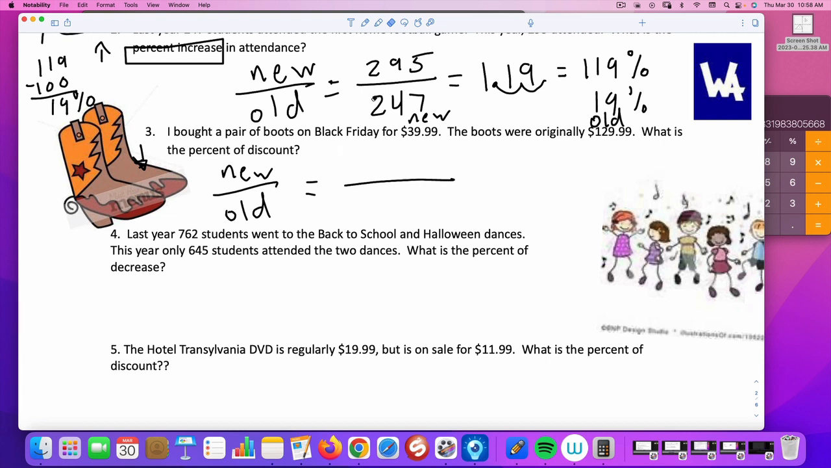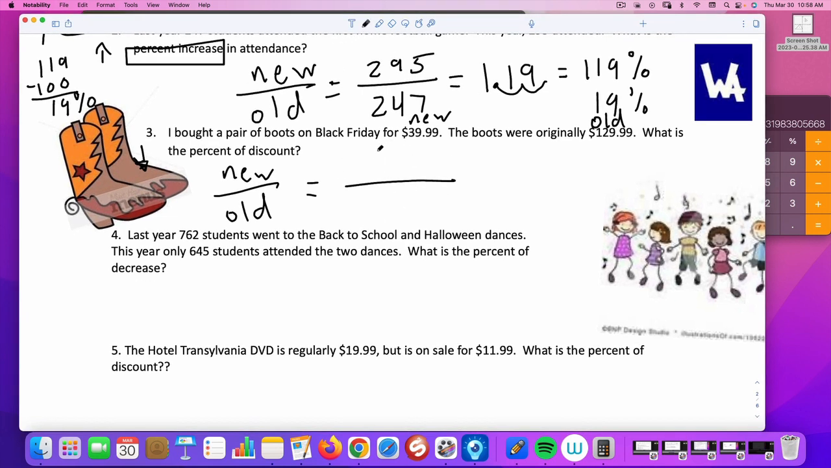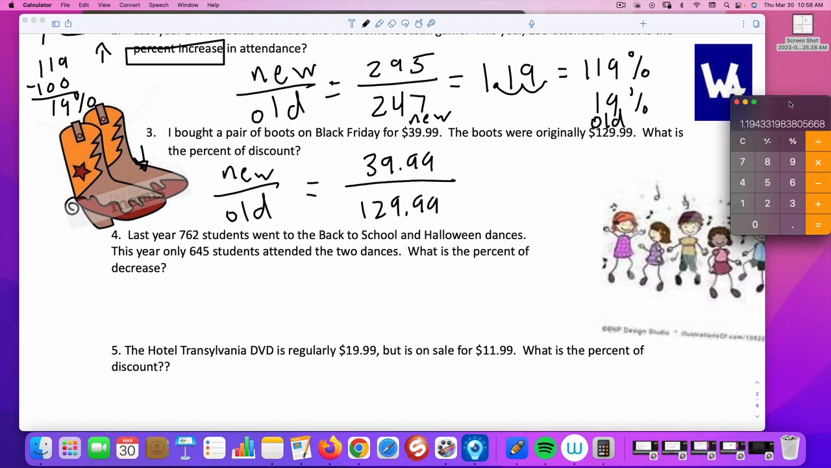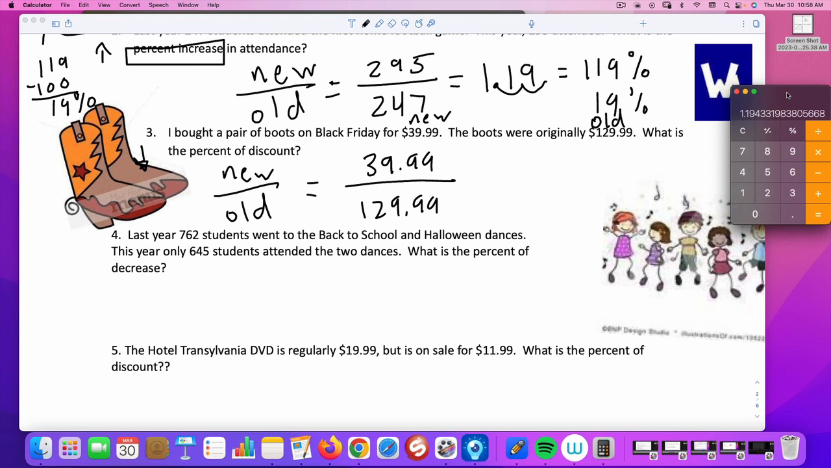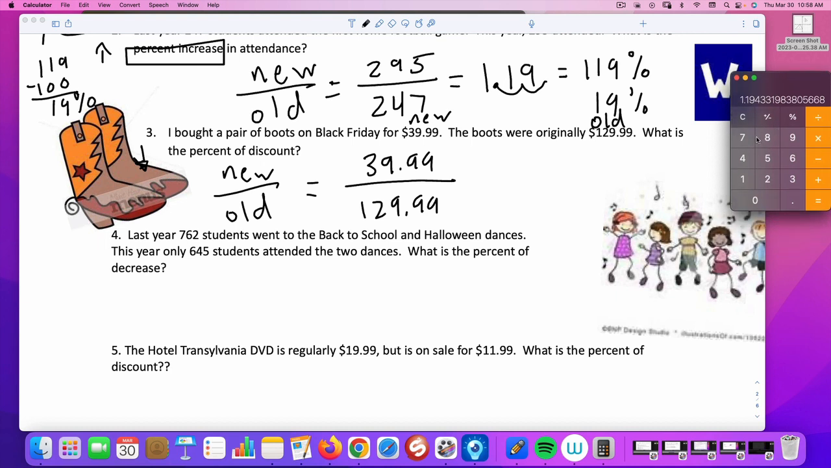New is $39.99. Old is $129.99. Really great catch. This whole lesson is really dependent on you getting the new and the old correct first. So take an extra 10 or 20 seconds when you're annotating and make sure your new and old is correct. Plug it in.